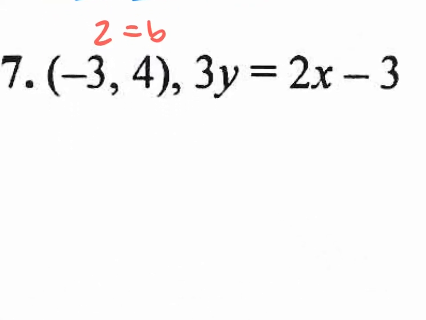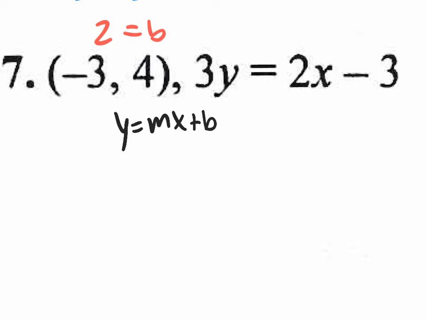Let's look at number 7. They want you to write an equation in slope-intercept form. Y equals mx plus b. And in order to do that, you need two things. You need the m and you need the b. Do I know the m value?